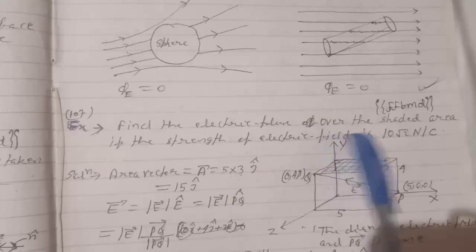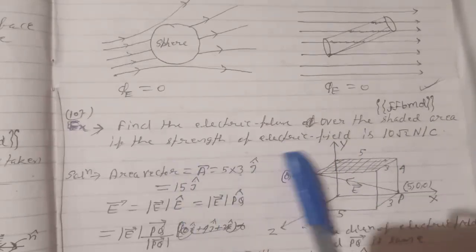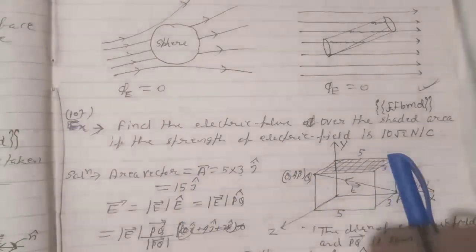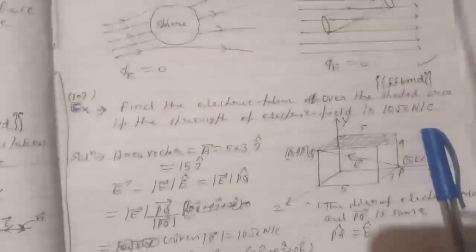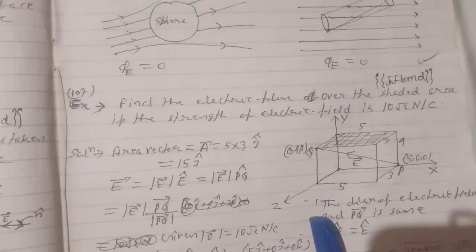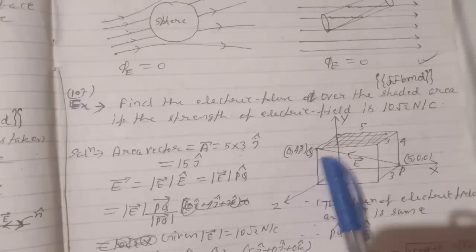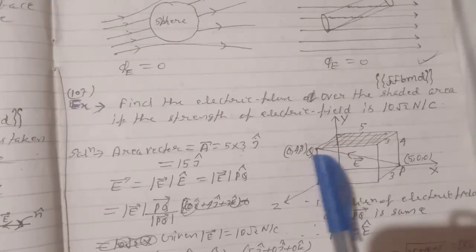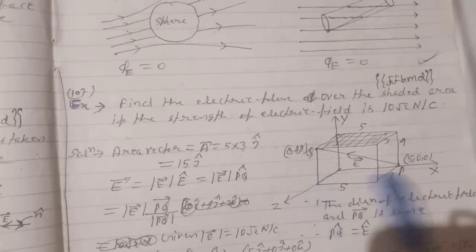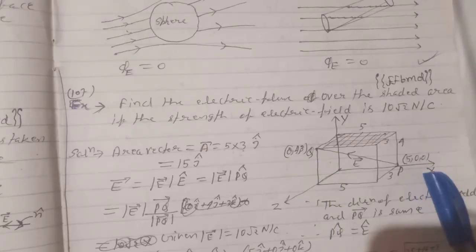Find the electric flux over the shaded area if the strength of the electric field is 10√2 Newton per Coulomb. The direction of the electric field is shown here. These are the coordinates given: the point Q is (0, 4, 3) and this point is (5, 0, 0).